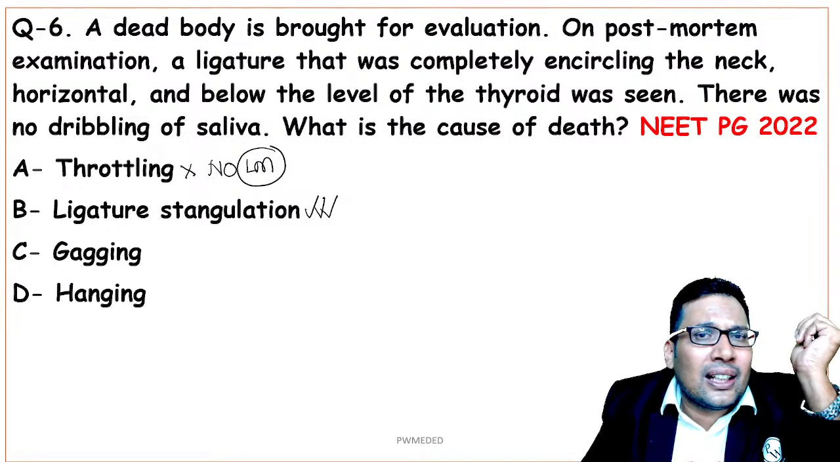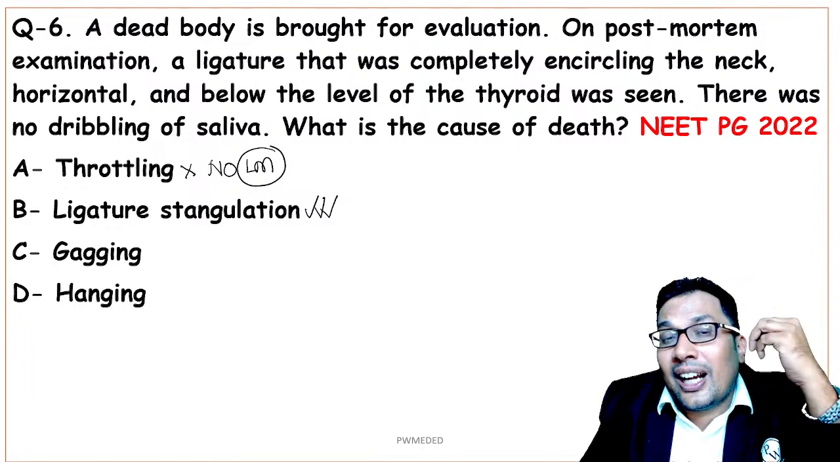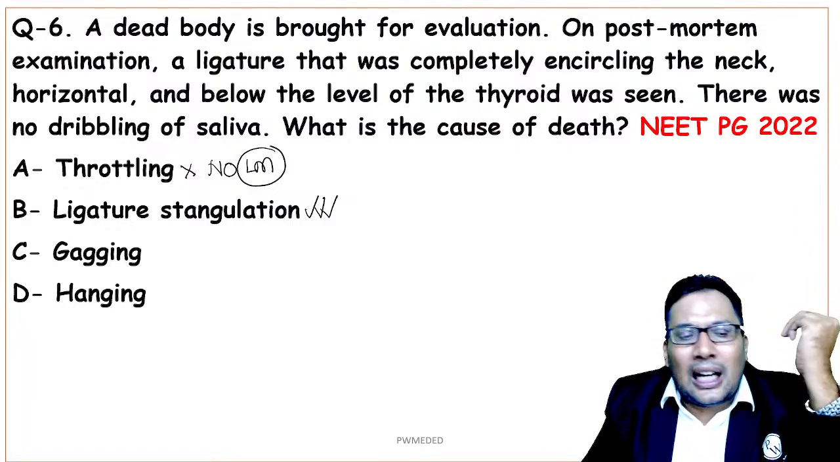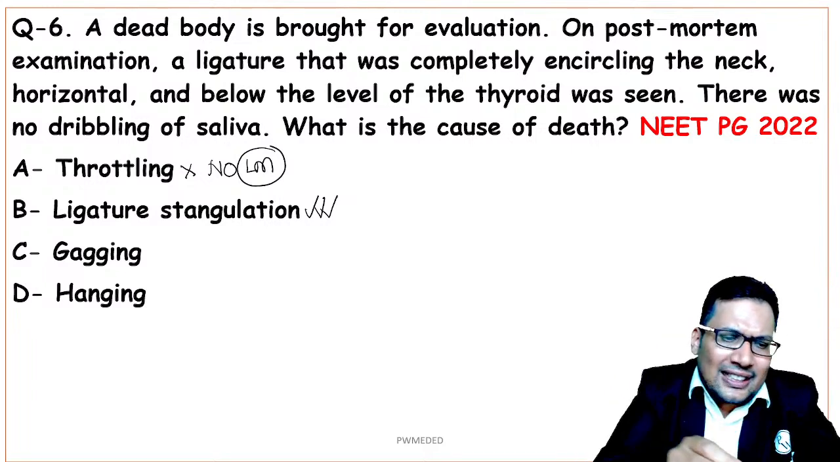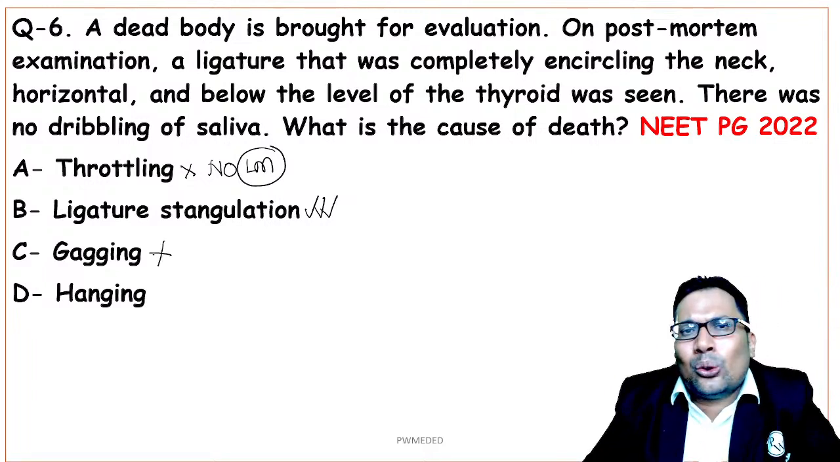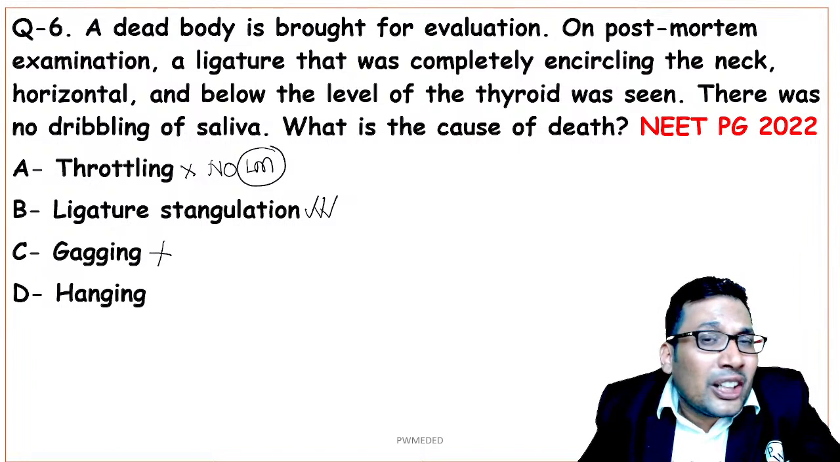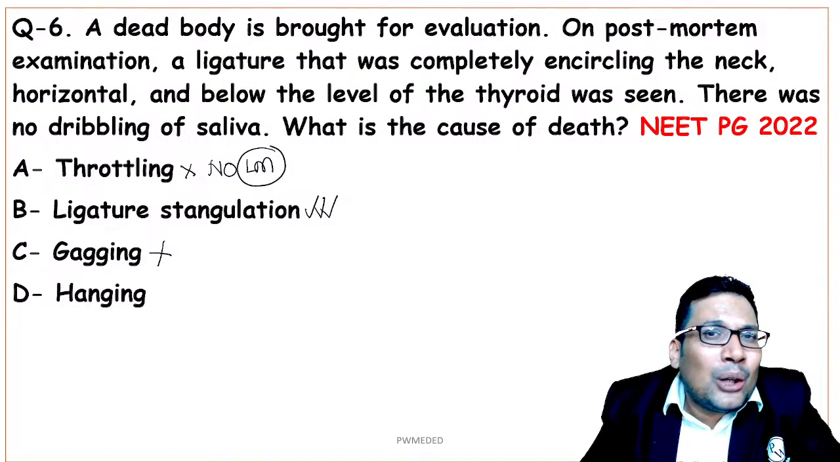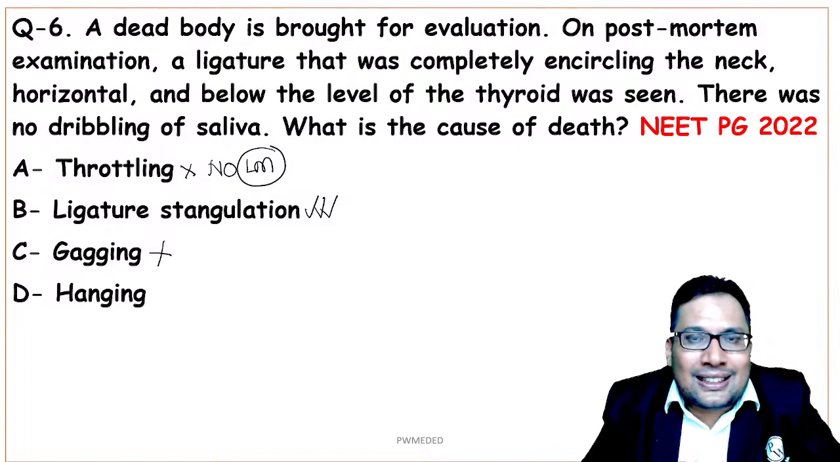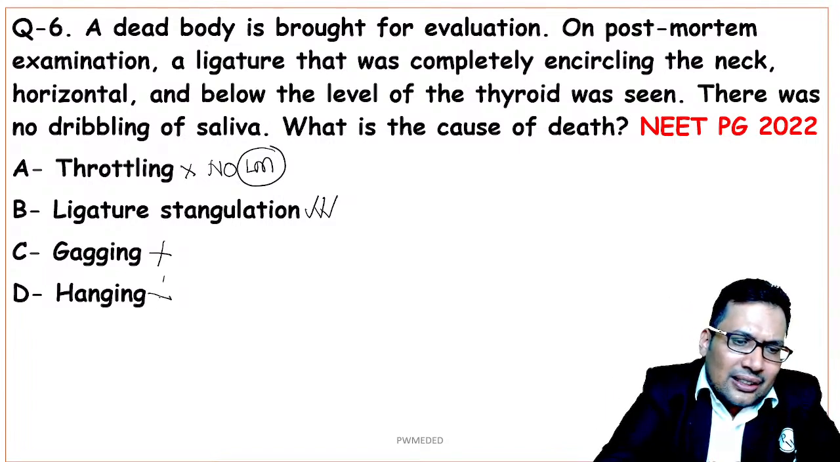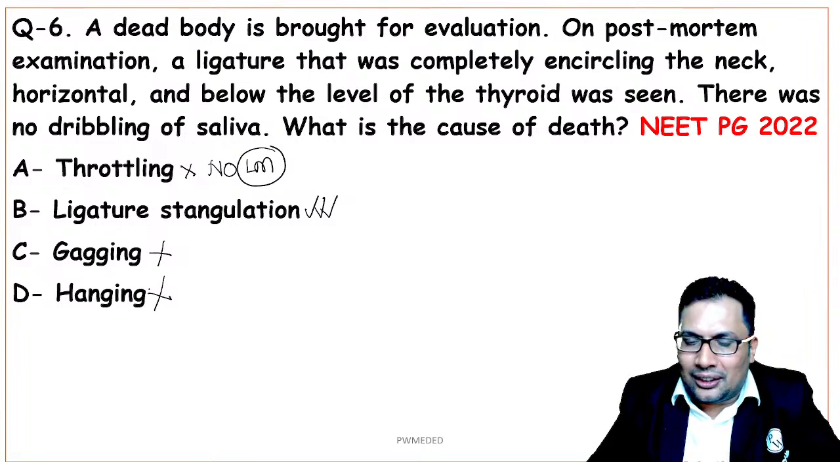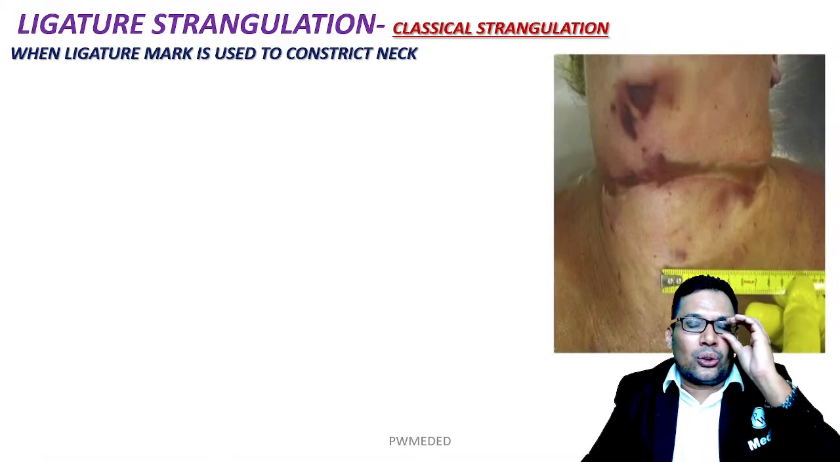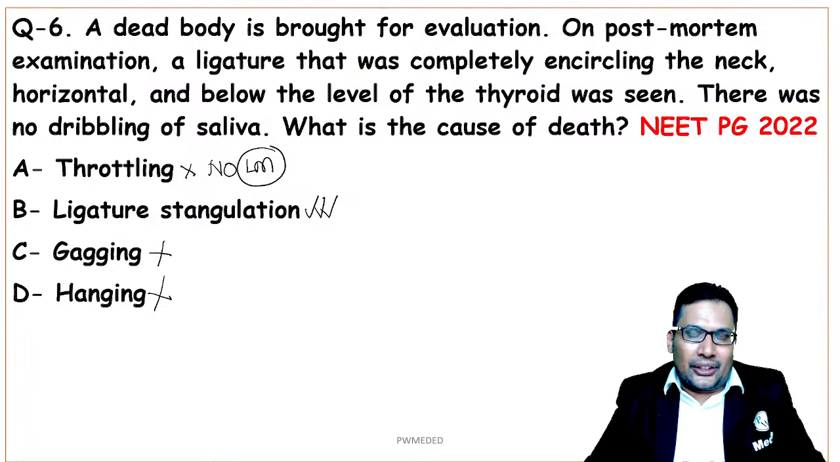Dribbling of saliva is not there. Dribbling of saliva is a feature of ante-mortem hanging. So I will go with ligature strangulation. What is gagging? Gagging is a type of suffocation by placing some towel or cloth inside the mouth so that it occludes the air passages. Hanging is not the answer, and throttling is not the answer. So the answer should be ligature strangulation.